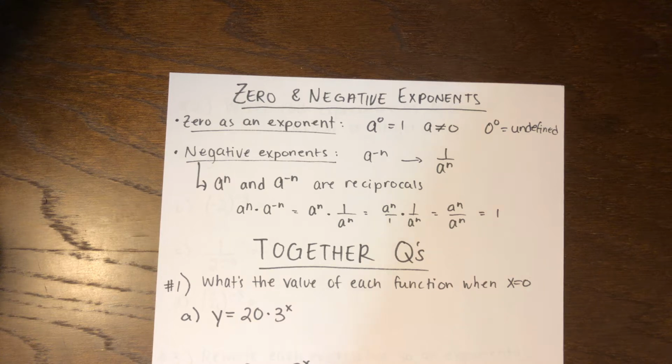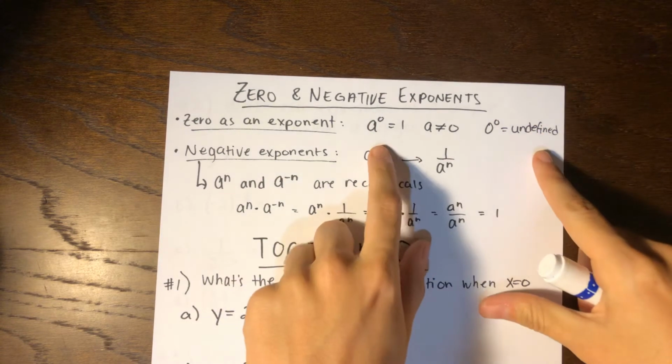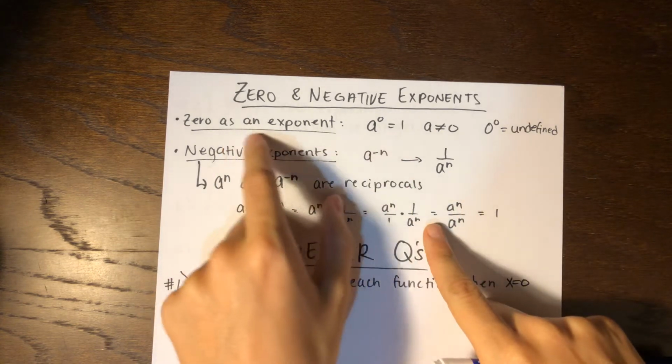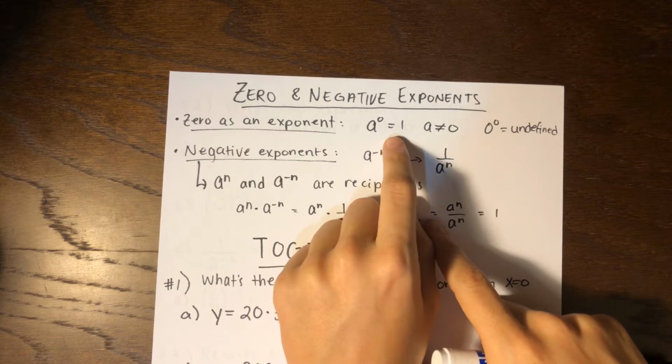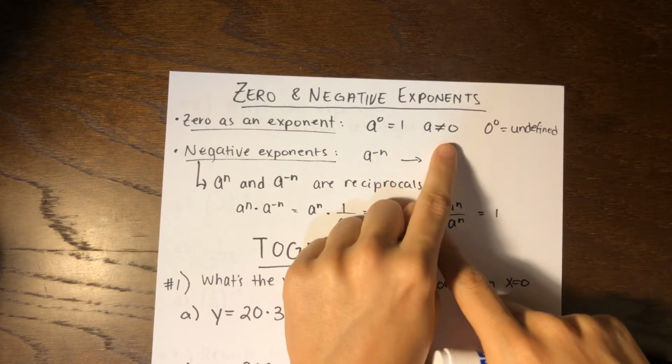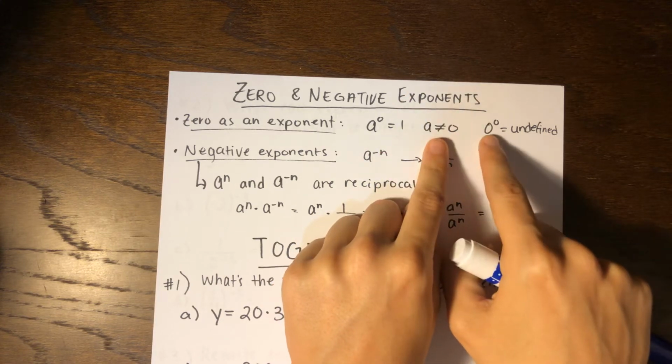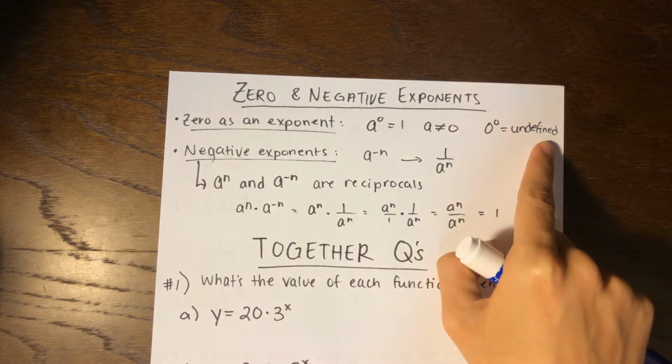Hey guys, we're back for our third video and we're going to be talking about zero and negative exponents. Before, we learned with positive exponents, now we're just going to be dealing with zero, which we touched on briefly. Anytime zero is an exponent, anything to the power of zero is 1. a cannot equal 0 because 0 to the 0 power is undefined.